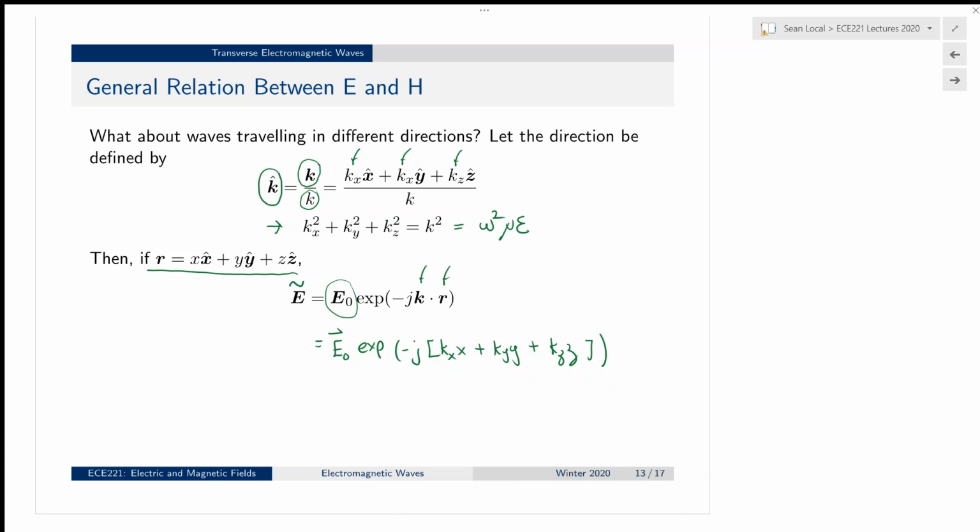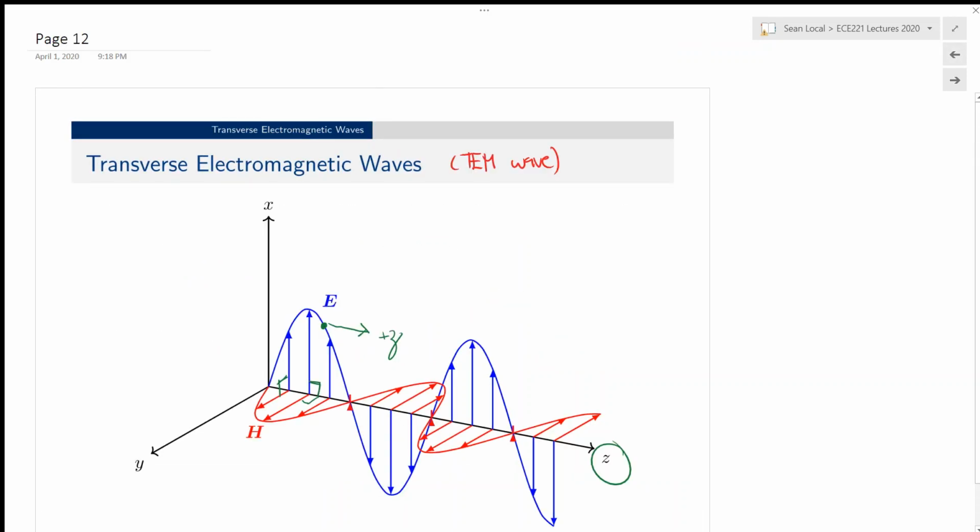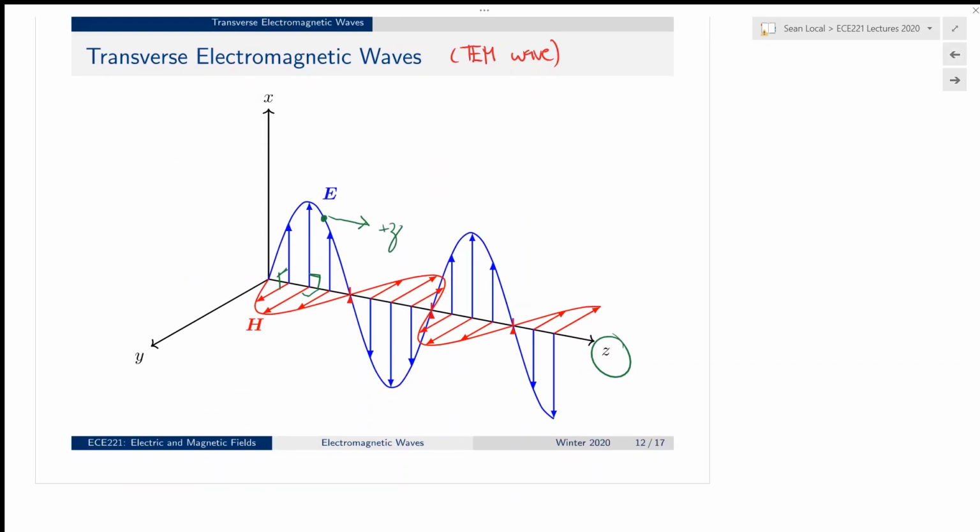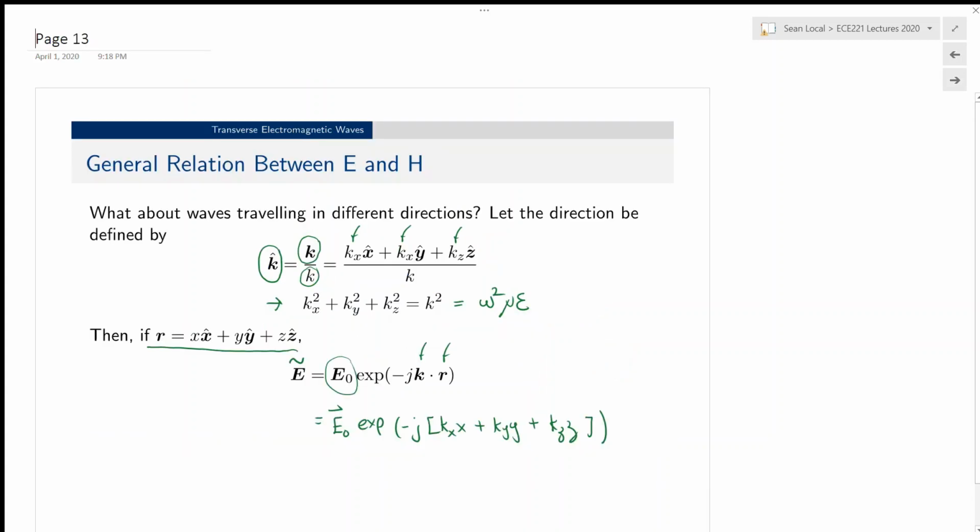Now, you recall in the previous picture here that the electric field, and later we saw the magnetic field, also have to be perpendicular to the direction of propagation. The direction of propagation here is described by k, or k hat. And so that means that there must be some relation, some constraint between E naught and k, because these ultimately need to be perpendicular with each other. And we can actually prove this in the general case.